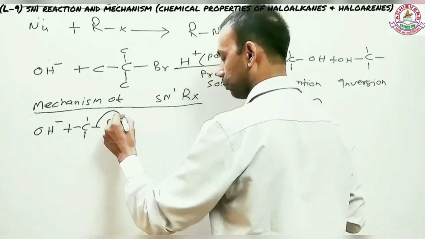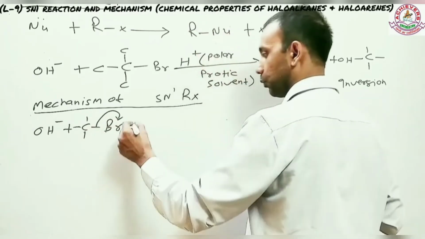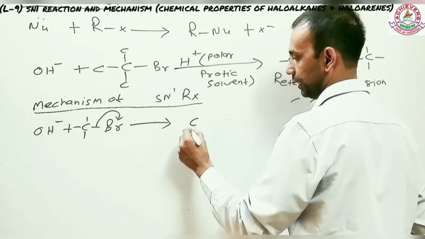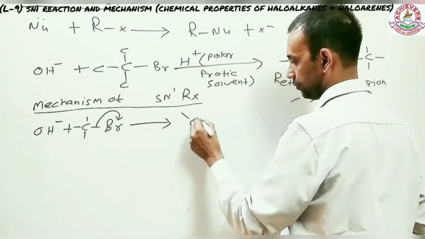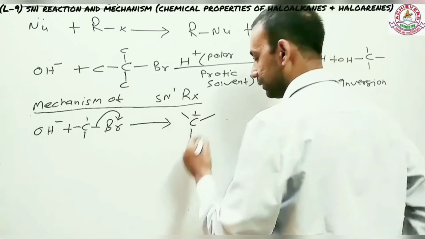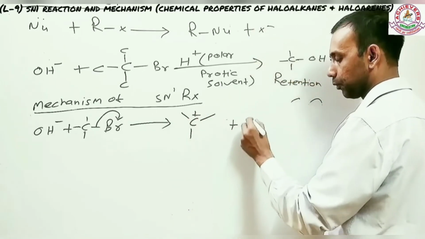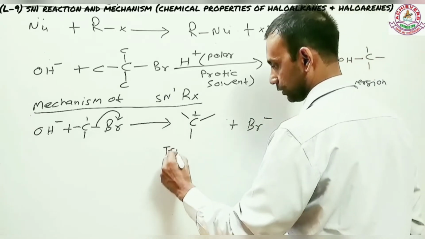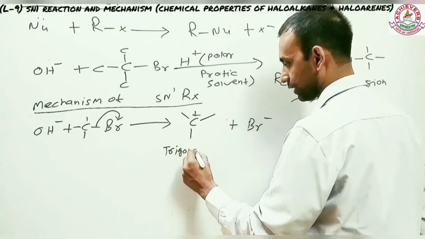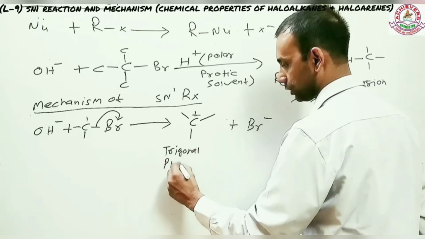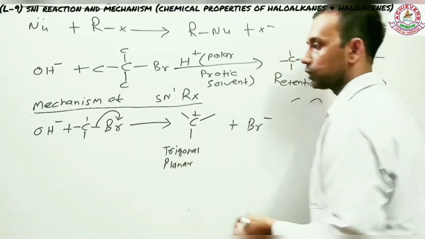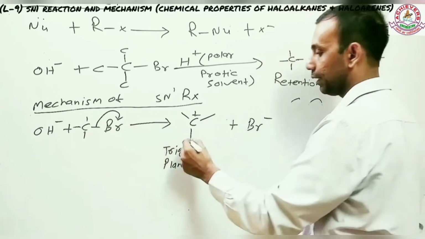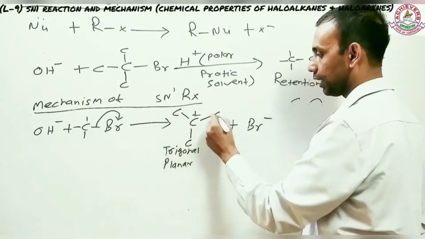breaking of the bond between carbon and bromine. So when the bond is broken, it forms a carbocation. This carbocation forms and the bromide ion is released away. This has a trigonal planar structure. So in the very first step, the bond between carbon and bromine breaks to form a carbocation. This is a tertiary carbocation here.